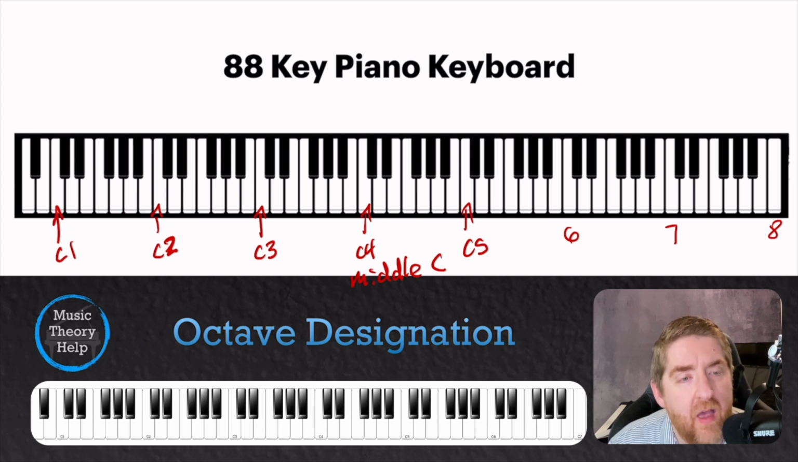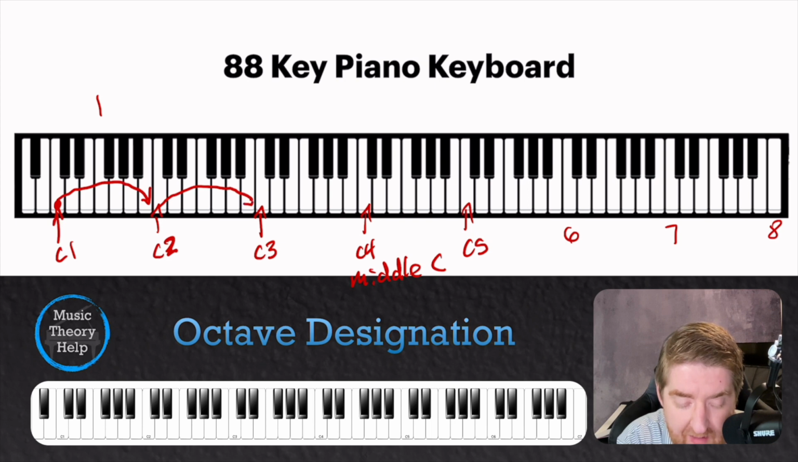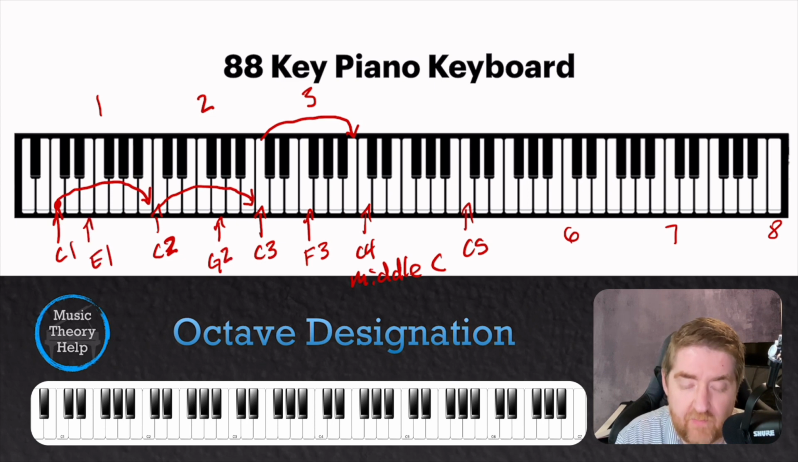The important thing to know with octave designation, from C1 all the way up to the next B, all of those pitches in there are in the first octave. From C2 to the B that's higher is in the second octave. From C3 to the next B is in the third octave. So if we have this F, this would be known as F3. Or if we have a G here, this is G2. Or if we have an E, this is E1.